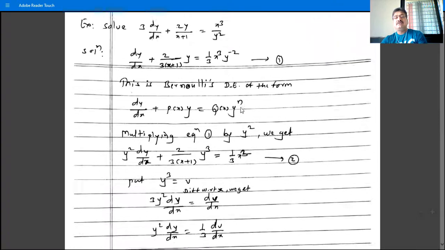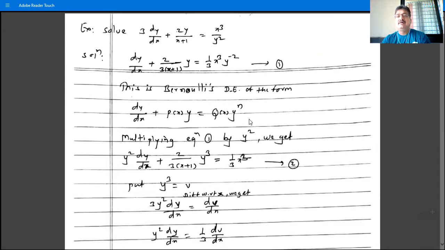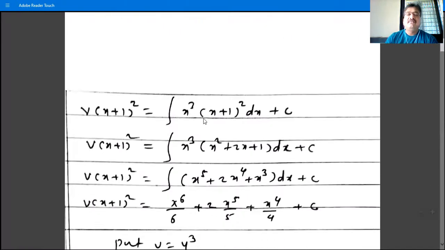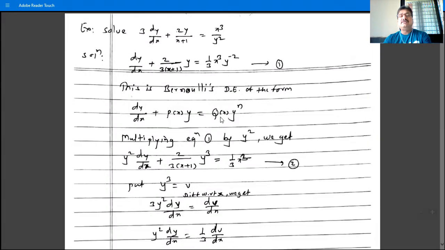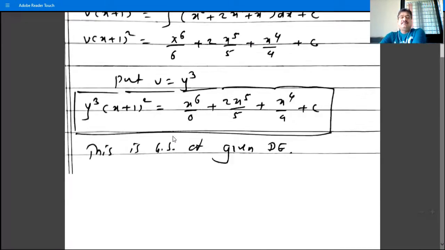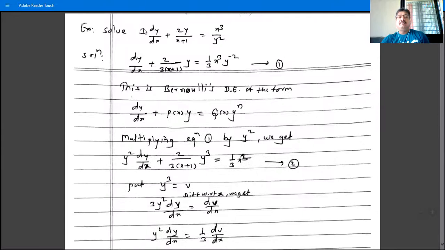Again, what is the method to solve such a type of Bernoulli's differential equation? Dividing by x raised to n, or multiplying by x raised to minus n, and solving, we have the linear differential equation in the form dv by dy plus P(y)v is equal to Q(y). So this is another form of Bernoulli's differential equation: replace x by y and y by x, and we have the other form of the differential equation.